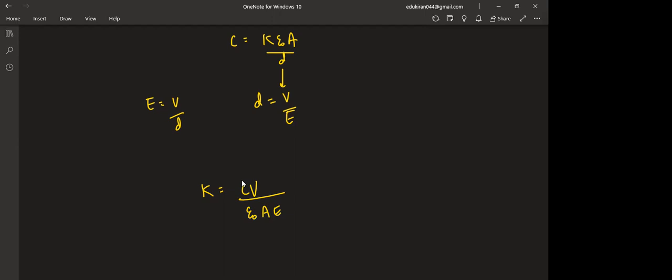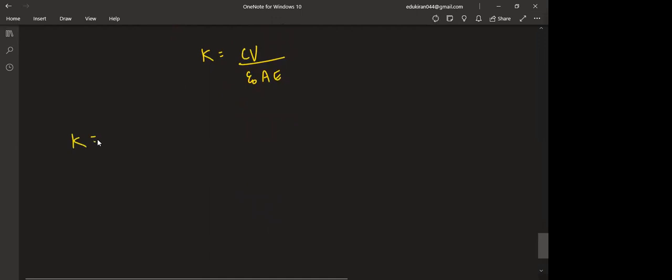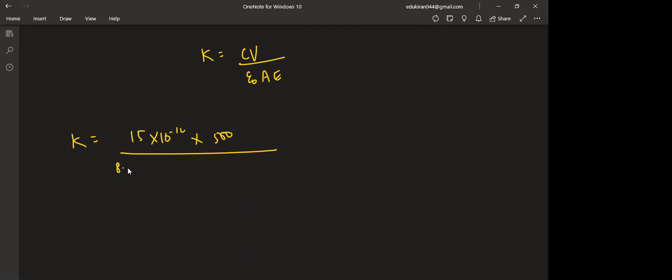Now all the terms, you should know what the values are. Capacitance is 15 into 10 to the power minus 12. Voltage is 500, divided by epsilon naught. Area, 10 to the power minus 4, you have. And 10 to the power 6 is the electric field. So this value will be around 8.5. That is the B option.